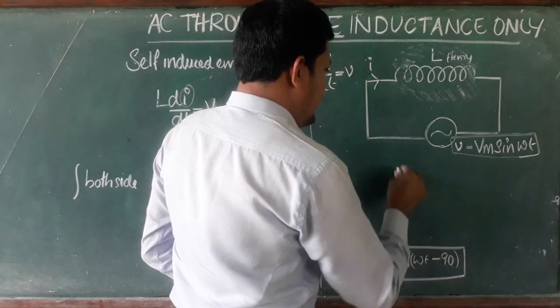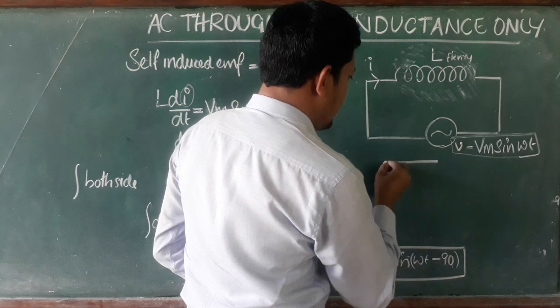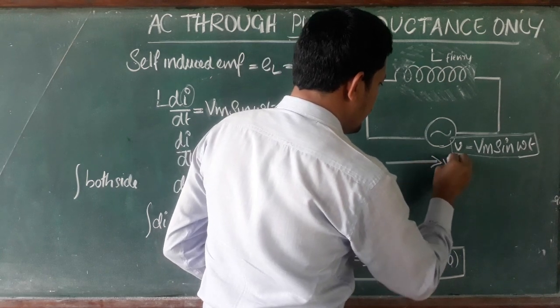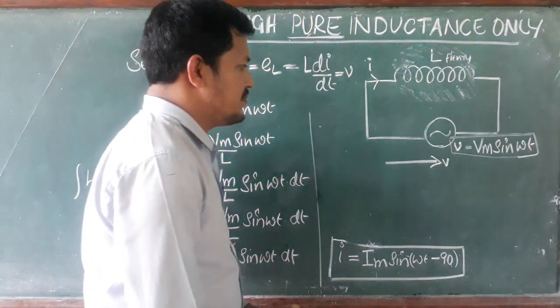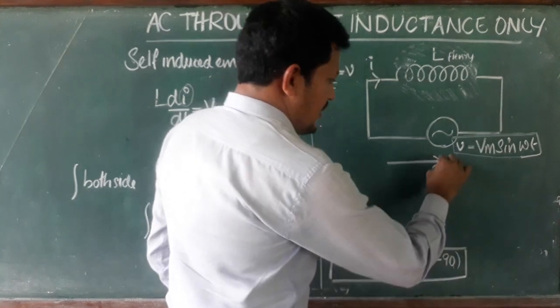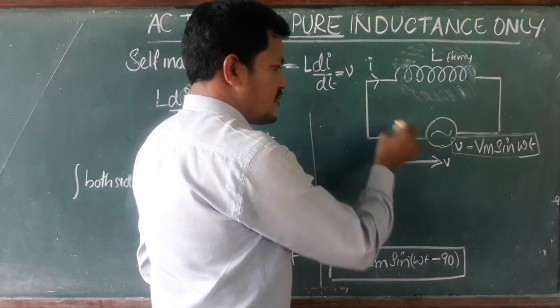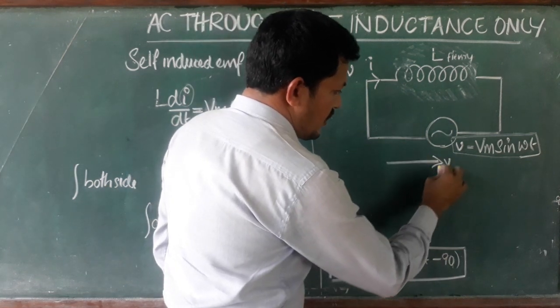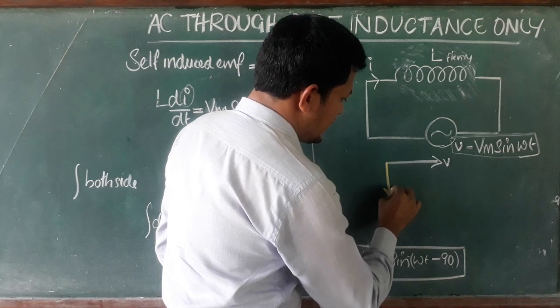So V, I am taking V as the reference. So this is a V phasor, the voltage phasor. Now current is lagging by minus 90. Minus comes when clockwise is minus, positive is anti-clockwise. So minus means this should be in the clockwise direction, 90 degrees. So the clockwise direction 90 degrees is the current.